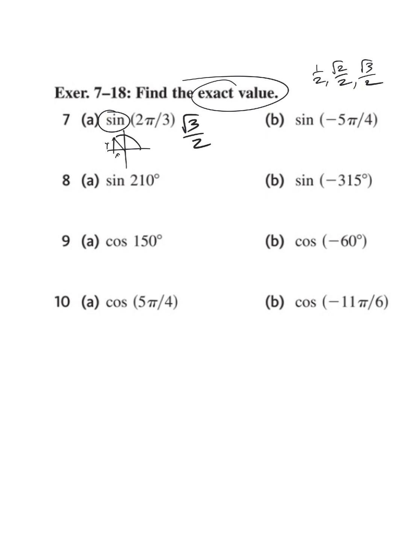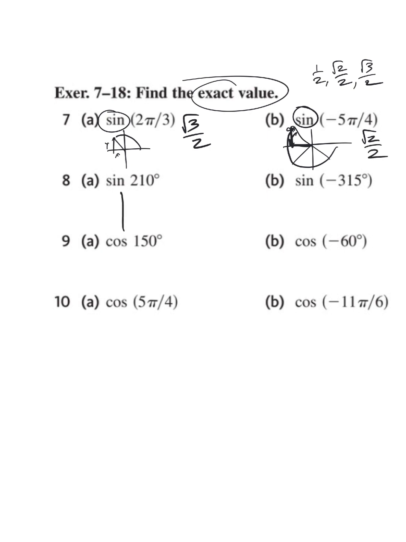All right, now sine of negative 5 pi over 4. So we're going negative. So 1, 3, 5. So negative 5 pi over 4. Our reference is just a pi over 4, so both x and y are the same. So what is the y value? Positive square root of 2 over 2.